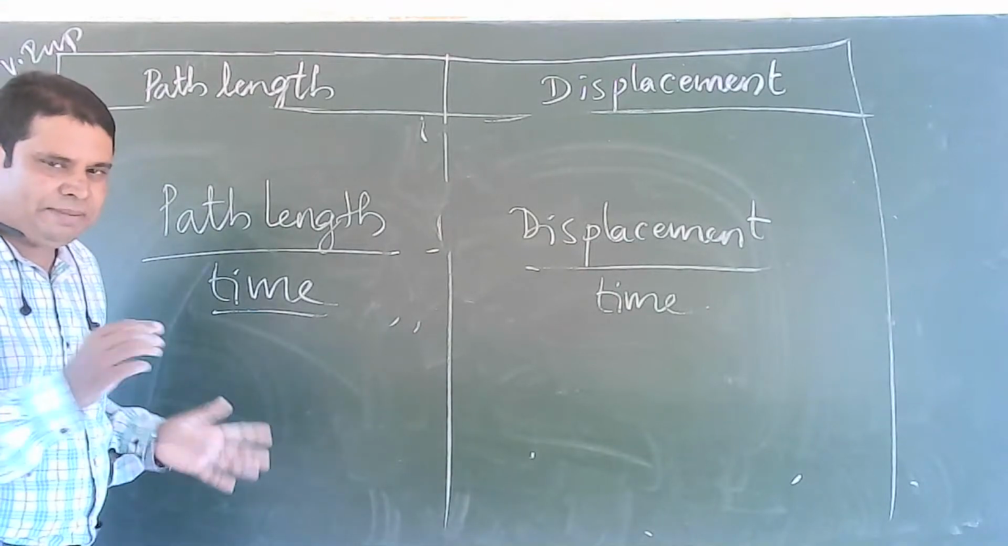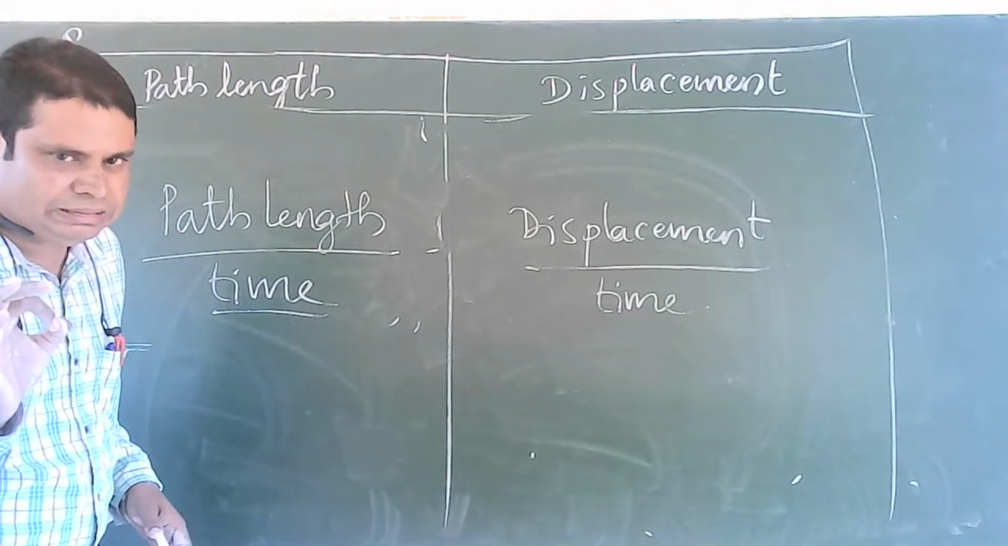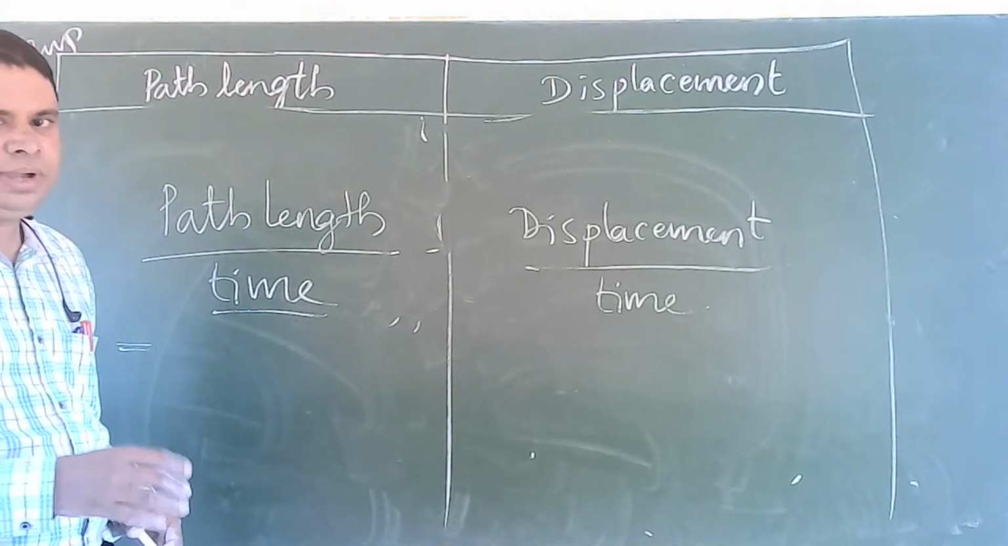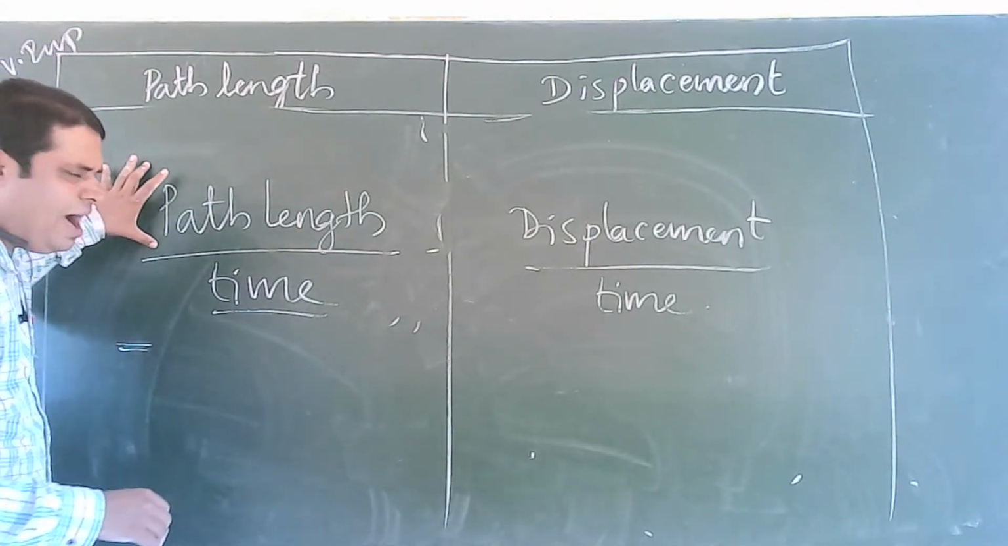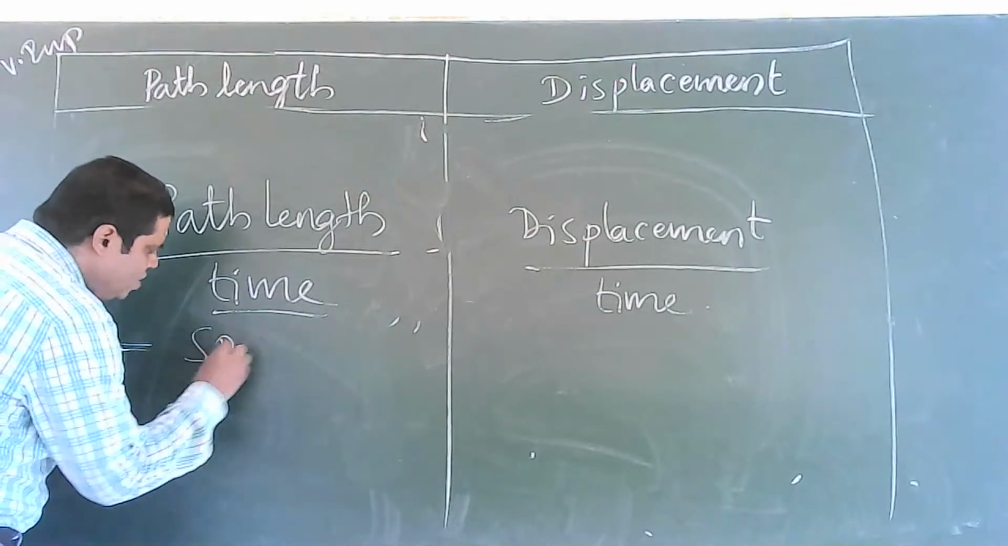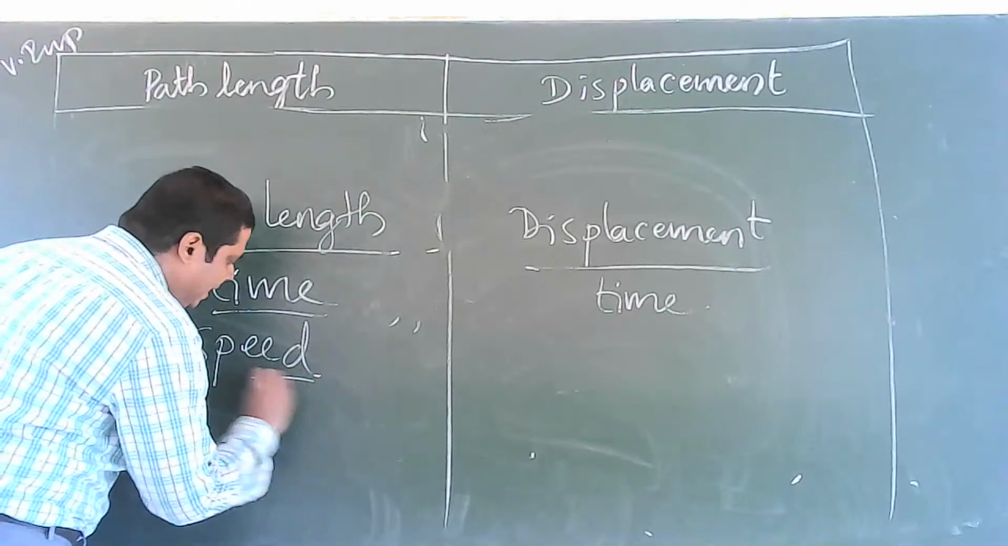For simplicity I am telling, we will discuss it in a very neat manner. If your path length is divided by time, then a new physical quantity you get is called speed.